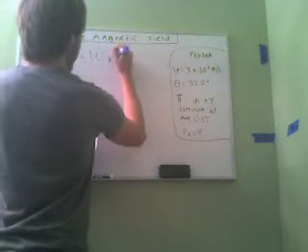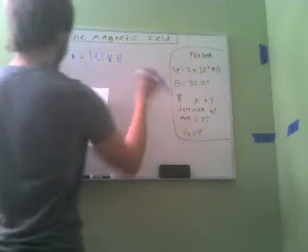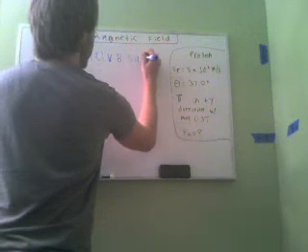Then we have the velocity of the particle times the magnetic field, just its magnitude, not direction, times sine theta.